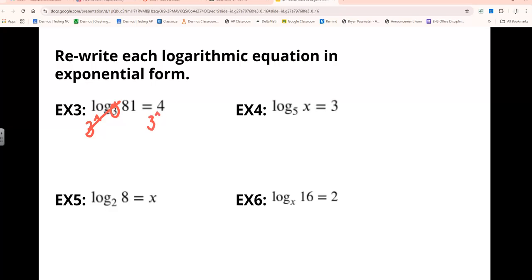Now, it is very important. You are doing 3 raised to the 4th power. You are not doing 4 to the 3rd power. You're not doing 3 times 4. It is 3 is the bottom number. It's your base being raised to that power. So to rewrite this, we could say 81 equals 3 to the 4th power.